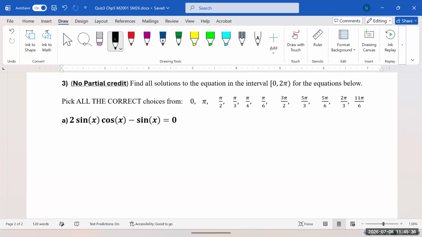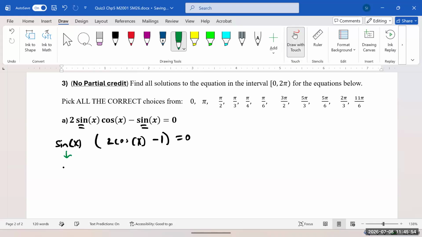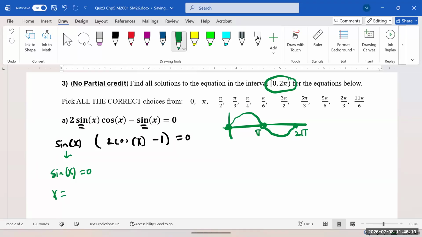Okay. So we have sine and sine, so you have to factor out sine as a common factor. Sine x times 2 cosine x minus 1 equals 0. Let me change the color. I hate black here. So sine x equals 0. That gives us the x-axis. If you look at the sine graph again, we have 0, pi, 2 pi, and here 2 pi is not included. So the answer is only 0 and pi.